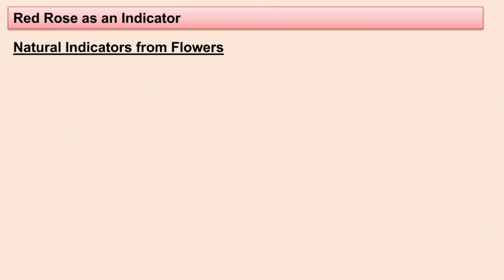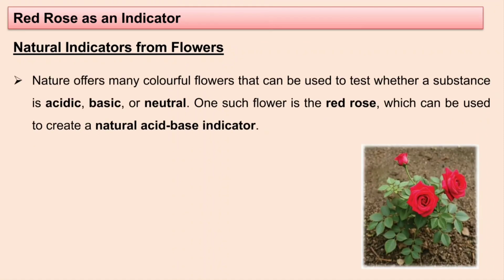So now the next topic that we have is red rose as an indicator, like how we can make this rose a natural indicator from flowers. Nature offers many colorful flowers that can be used to test whether a substance is acidic, basic or neutral. So you can use this rose extract as well to test whether a substance is acidic, basic or neutral. One such flower is the red rose, which can be used to create a natural acid-base indicator.